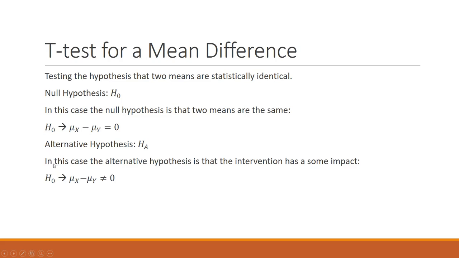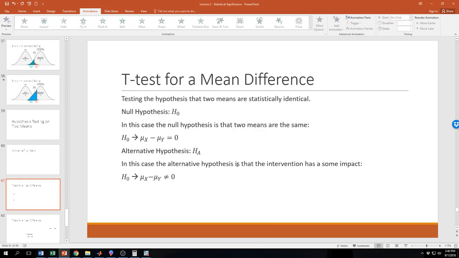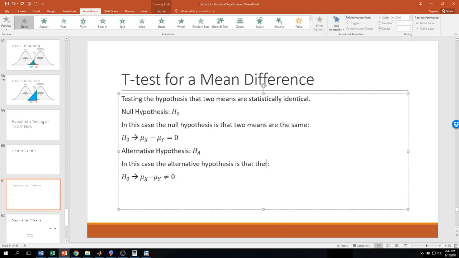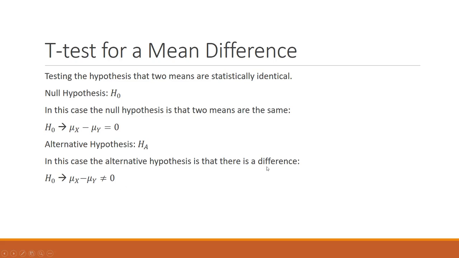there is a difference. I want to change the language in this slide. In this case, the alternative hypothesis is that there is a difference. This would mean that the average income for people with a high school education minus the average income for people without a high school education is not 0. The null hypothesis is not true.